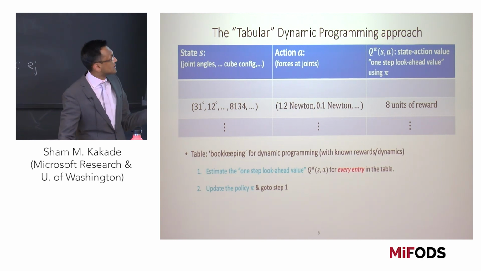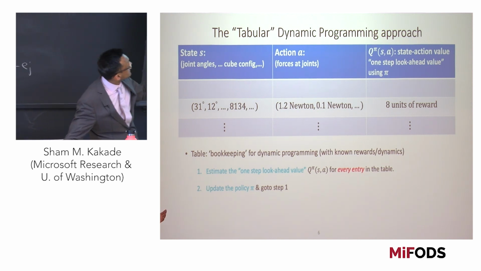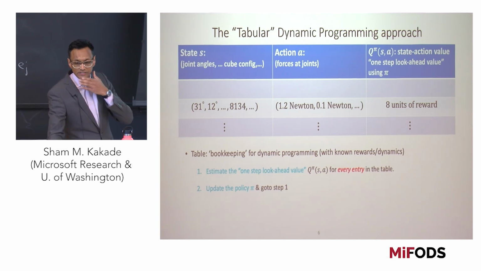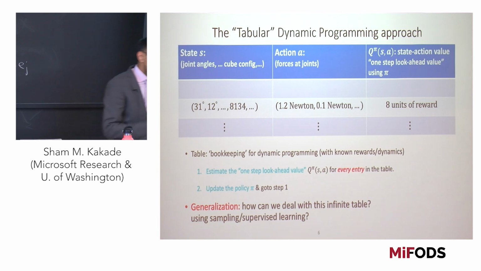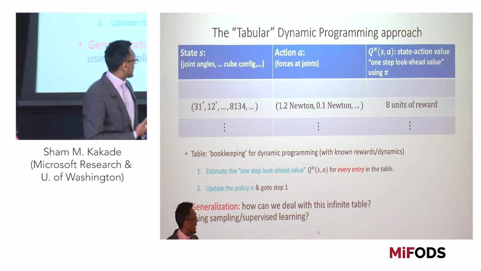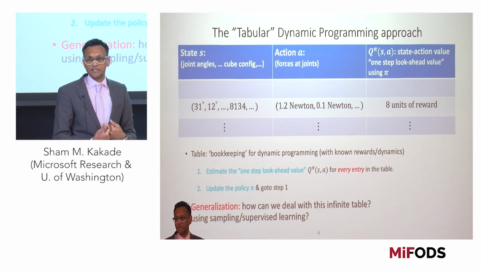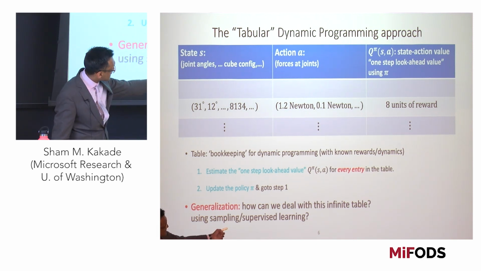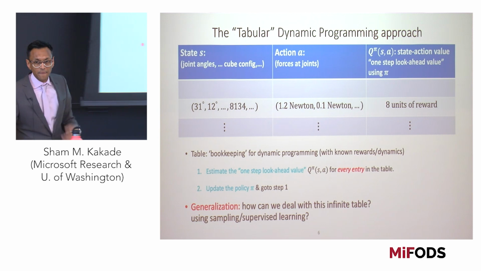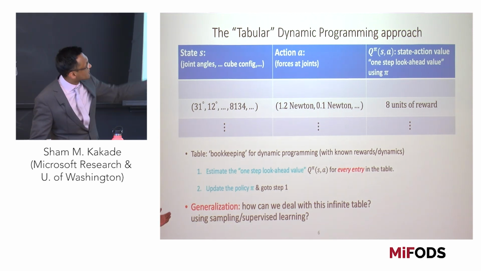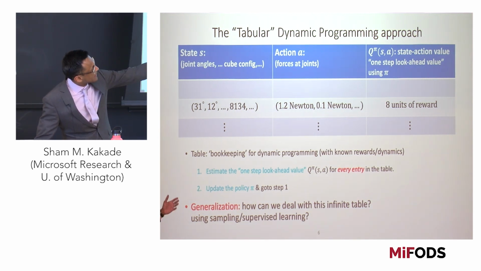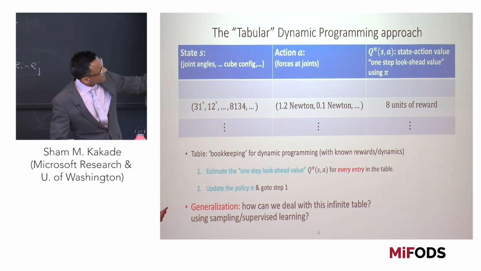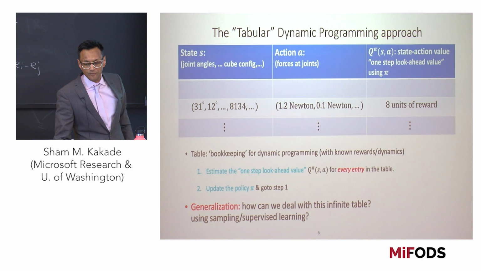Obviously, we can't apply this in many realistic problems because the number of states might be large or infinite, and the same with the number of actions. So how do we try to deal with this infinite table? We often deal with it through some type of sampling or supervised learning approach. The idea of supervised learning is that maybe we can utilize some kind of approximate scheme to figure out the value of how we're doing and to improve it.